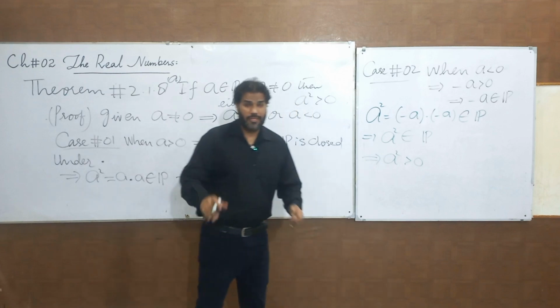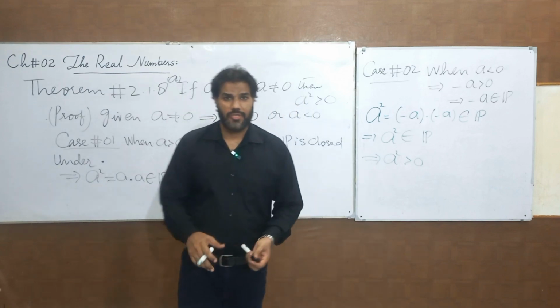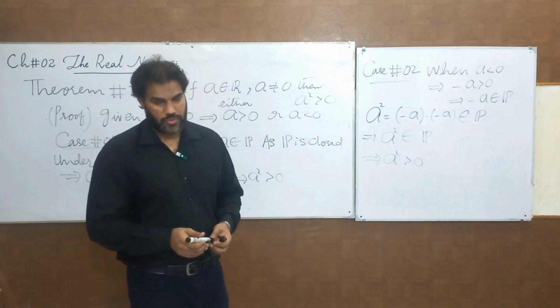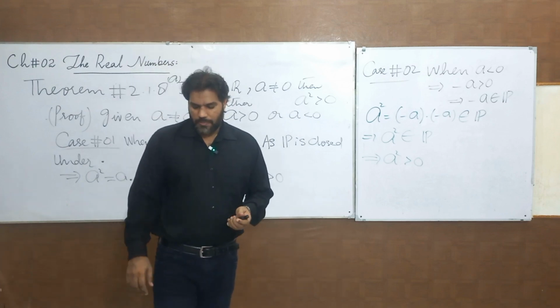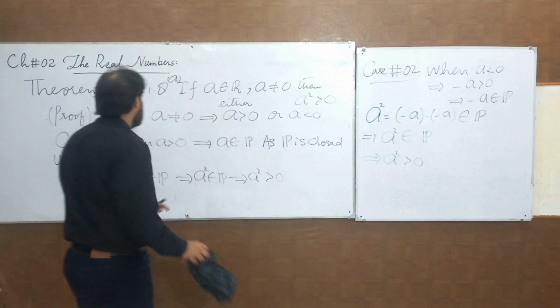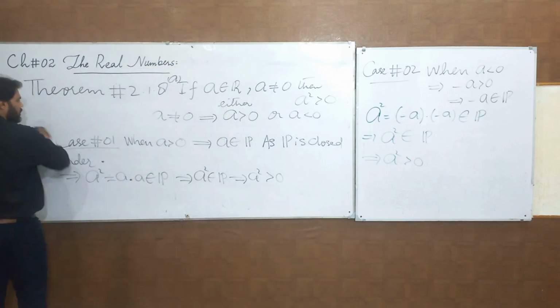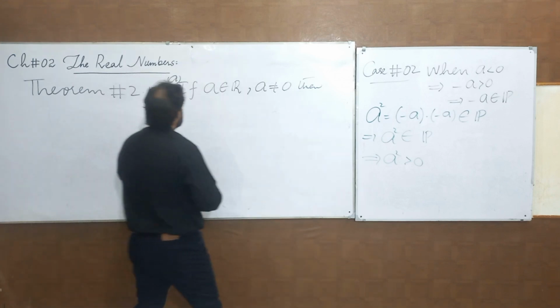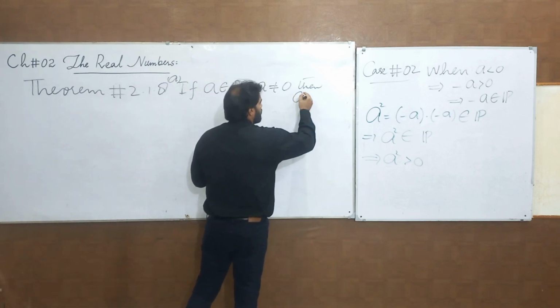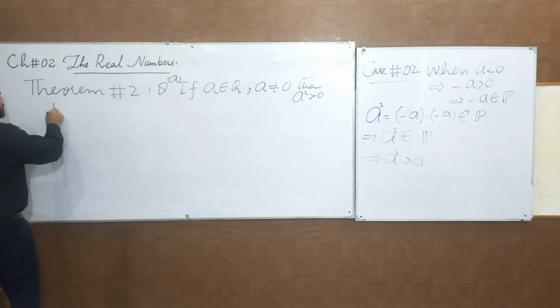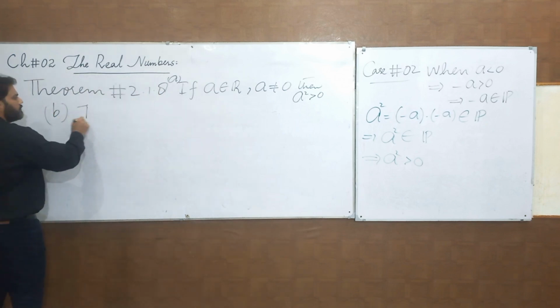So in both cases, either A is positive or negative, its square is always greater than 0 in case A is non-zero. In the B part, we have to show that 1 is greater than 0.